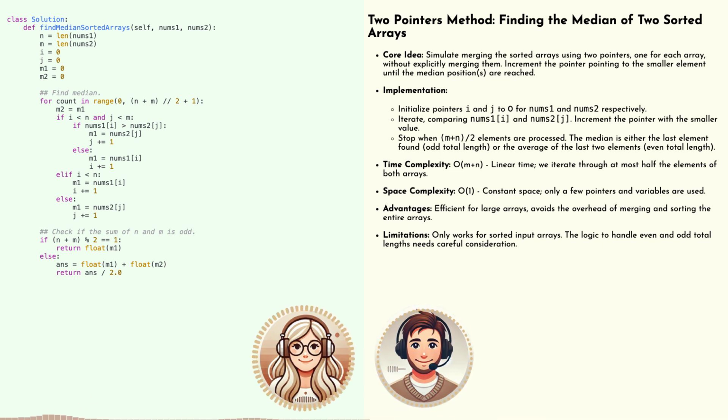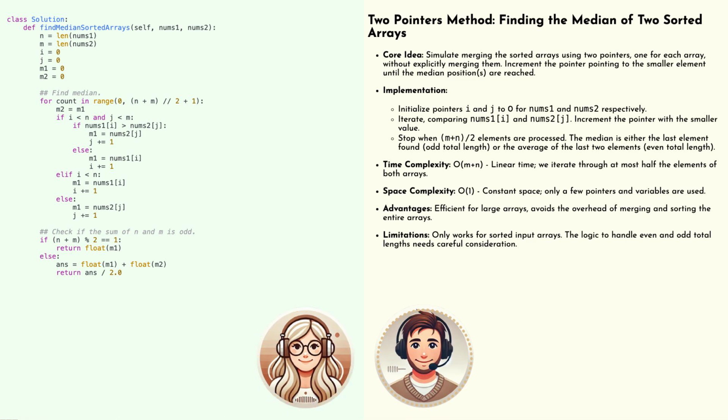The time complexity is O(m + n), where m and n are the sizes of the arrays. This means that the time it takes grows linearly with the size of the input. So if the arrays double in size, the time it takes roughly doubles as well. That's much better than sorting, which has a time complexity of O(n log n). Precisely. And the two pointers method only uses a constant amount of extra space, so it's very memory efficient. So two pointers: intuitive, efficient, and memory friendly.